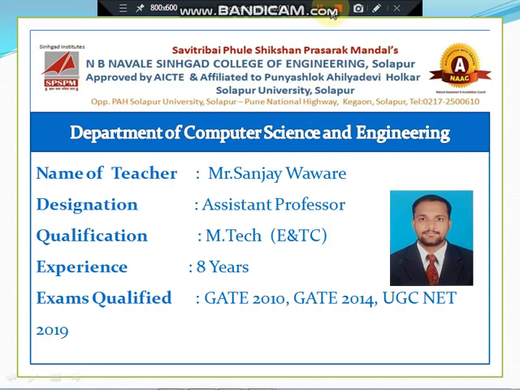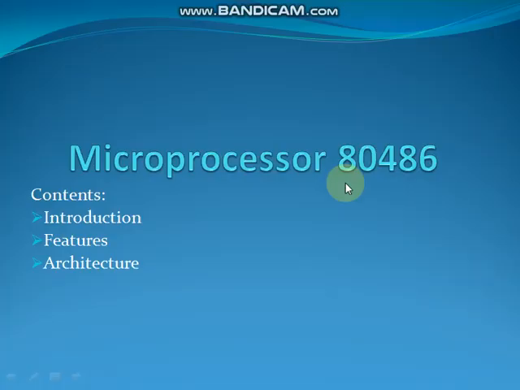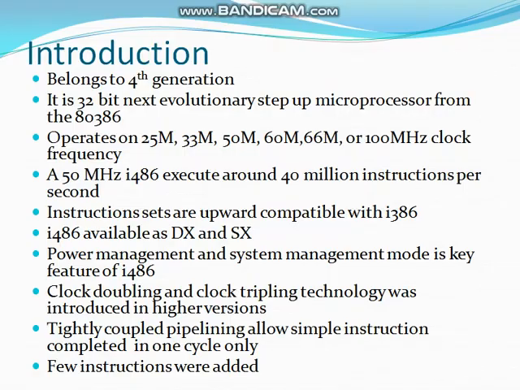In this lecture we are going to cover another microprocessor belonging to the Intel family, that is the 80486. In this we are going to discuss the introduction, features and its architecture. So first is the introduction. It belongs to the fourth generation. It is a 32-bit processor. It is an advanced version of the 386.